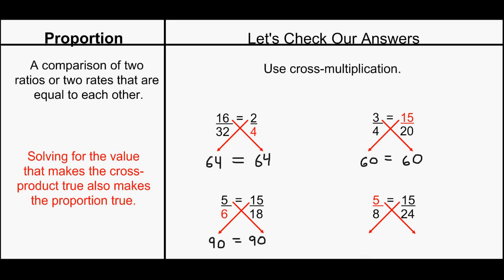One more. 15 times 8 is 120. 5 times 24 is 120. 120 equals 120. So I know that these two fractions form a proportion.